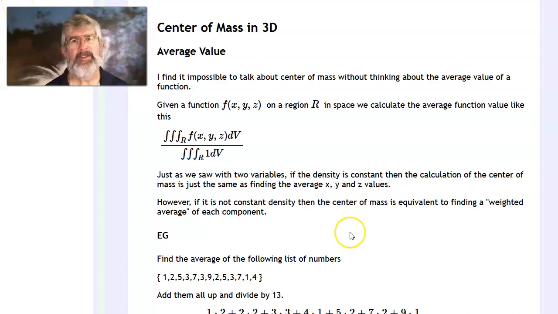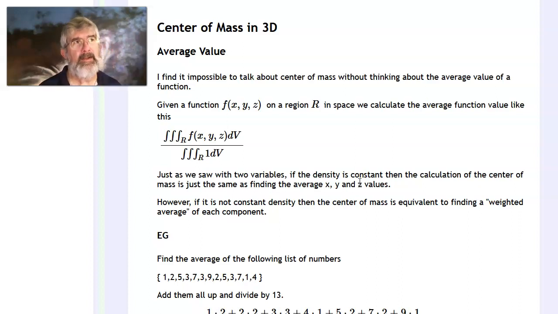Hello, in this video we're going to take a look at calculating the center of mass of a region in space, particularly when you have a non-uniform density in the region. Now I find it nearly impossible to talk about center of mass of an object without also talking about average value, because as we saw back in a previous video with double integrals, we can find the center of mass of a region in the plane by essentially finding the average value of x and the average value of y.